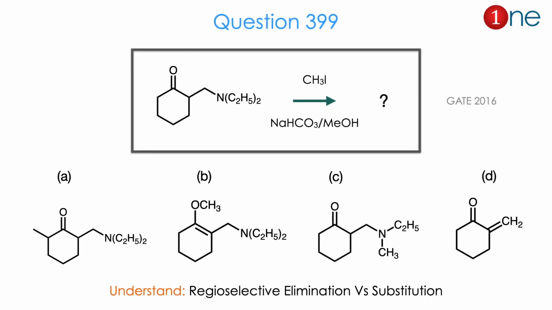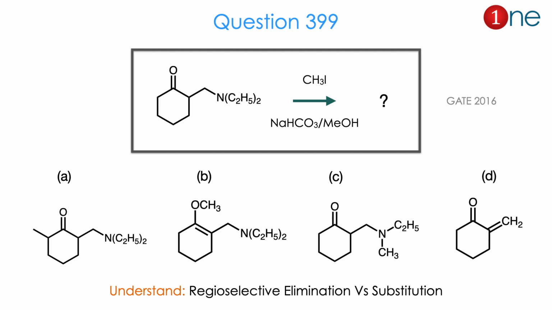Then let us look at the next question. The starting material is a ketone with a side chain amine, which is a tertiary amine. You are reacting with methyl iodide and sodium bicarbonate in methanol. They ask you to find the product. The products are methylation as well as elimination. A1 is methylation at the alpha position, B1 is methylation at oxygen, C1 is replacement of the ethyl group, and D1 is the elimination reaction, simple elimination.